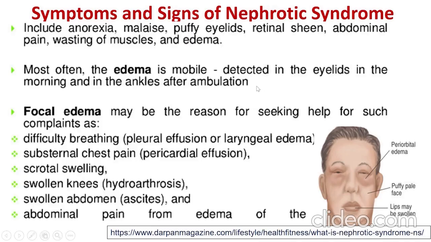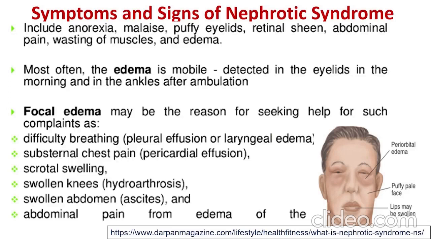Let's talk about symptoms and signs of nephrotic syndrome. First of all, we can distinguish anorexia, malaise, puffy eyelids, retinal shin, abdominal pain, wasting of muscles, and edema. Edema is mobile. It is detected in the eyelids, and when you palpate it, it is mobile. Movement is possible there. It especially appears in the morning in the patient and maybe in the ankles after ambulation.